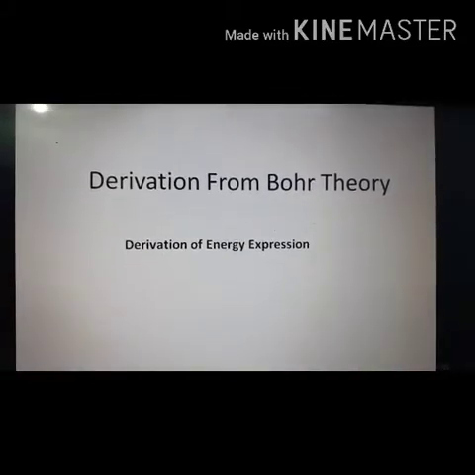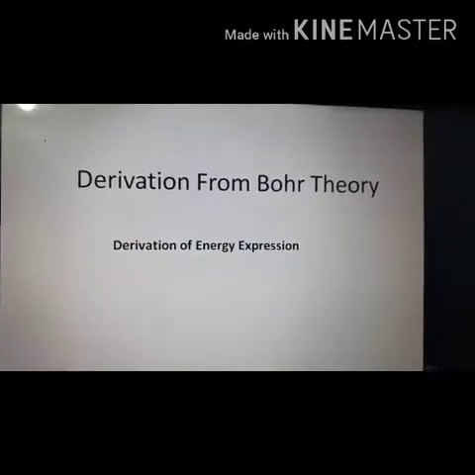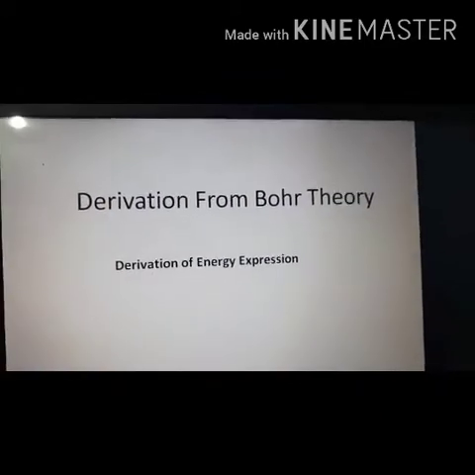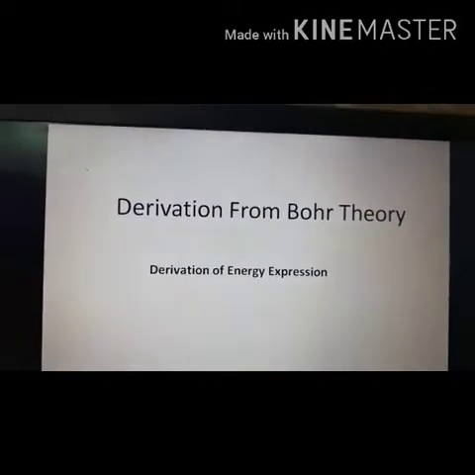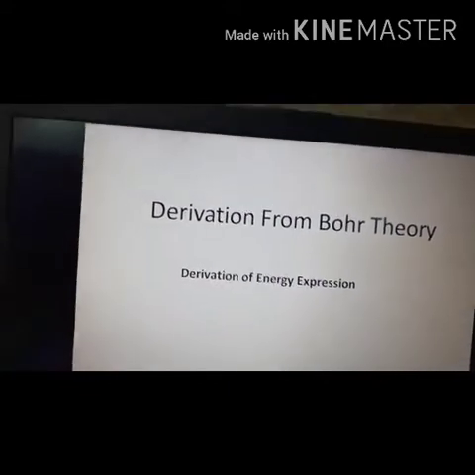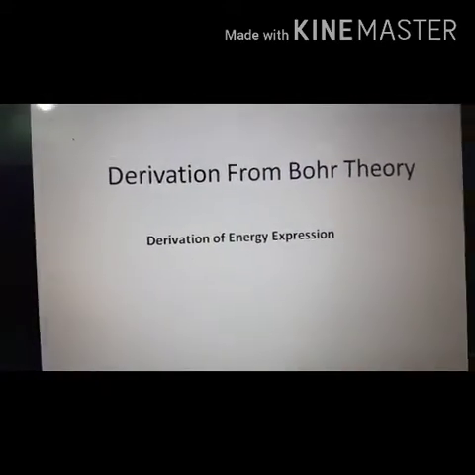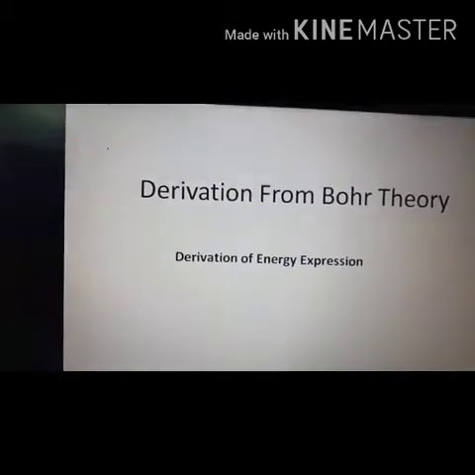Today we will be discussing the derivation of the energy expression from Bohr's theory. So you know that an electron revolves around the nucleus. Then what would be the energy when it revolves in the nth orbit? That we have to derive.